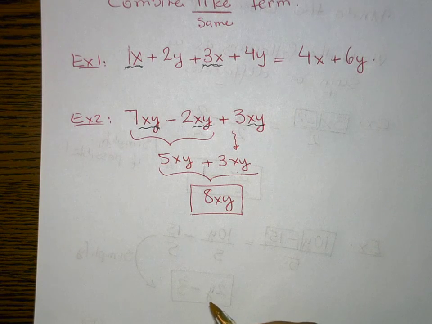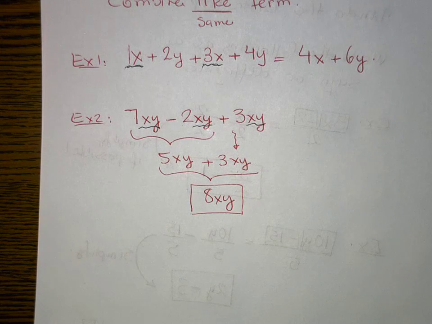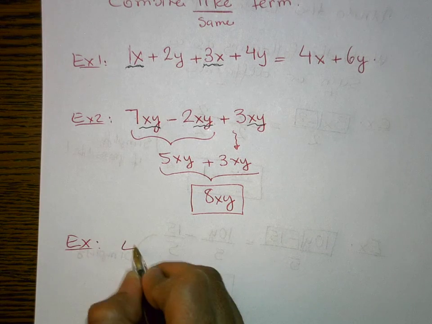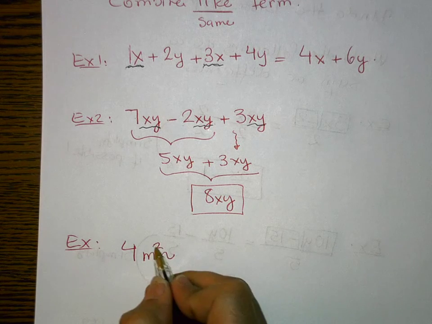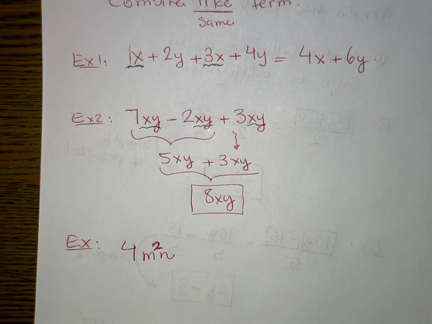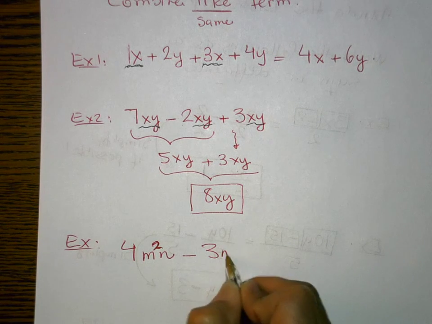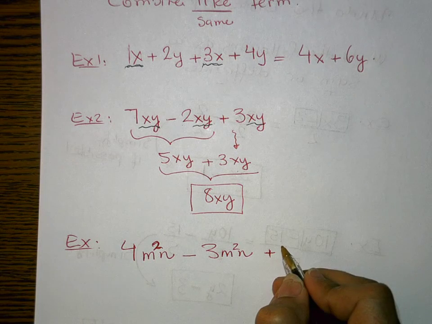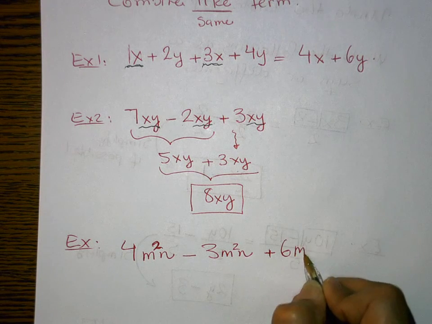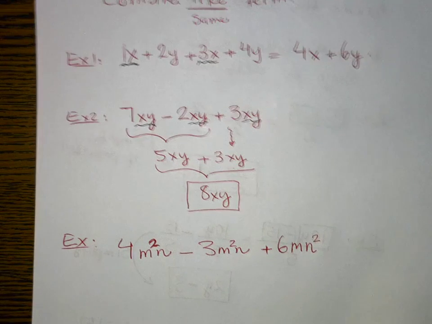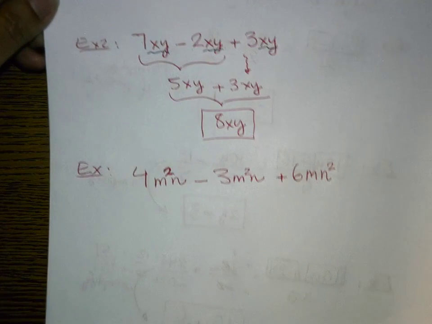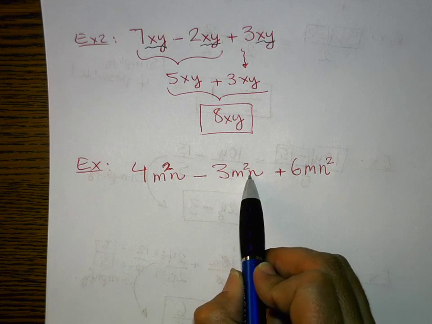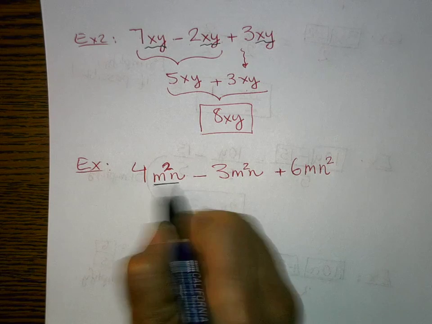We simplified it. Let's do a little bit more challenging one. 4m squared n. Okay, I have a m squared n, and let's subtract a 3m squared n, and let's add a 6m n squared. Okay, so let's take a look at it. I have a m squared n. Here I have a m squared n. These 2 terms are the same. So you look at it, this guy over here and this guy over here are the same.